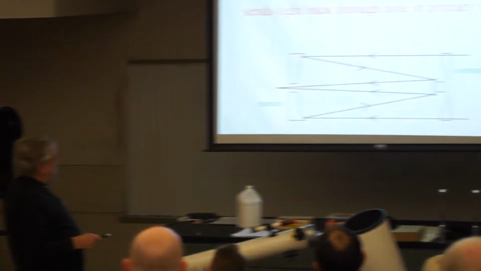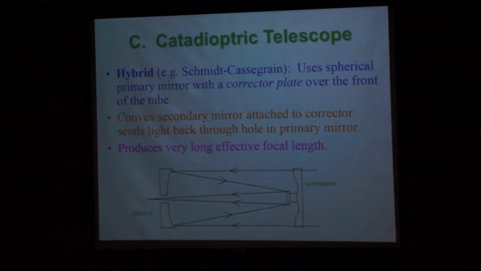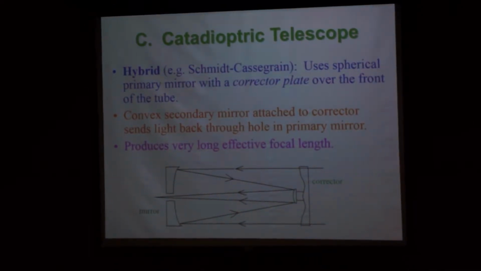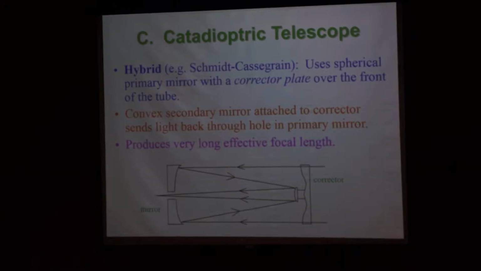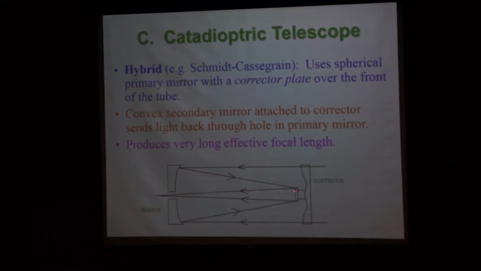This gives you a long focal length. And a lot of people think that's because the light goes back and forth through the telescope several times that gives it the long focal length. The long focal length actually comes from the convex curve on the secondary.